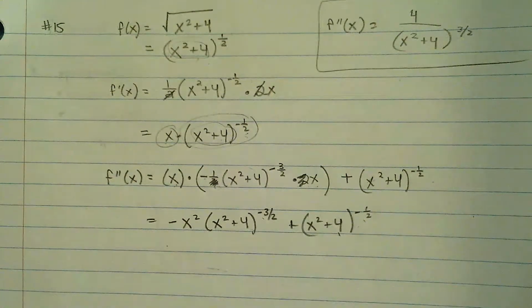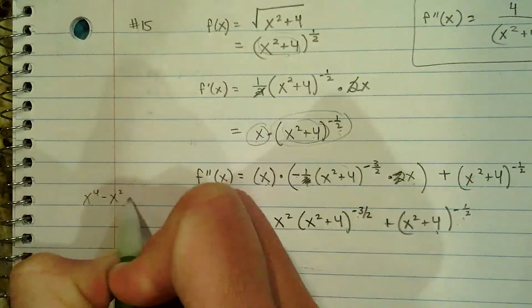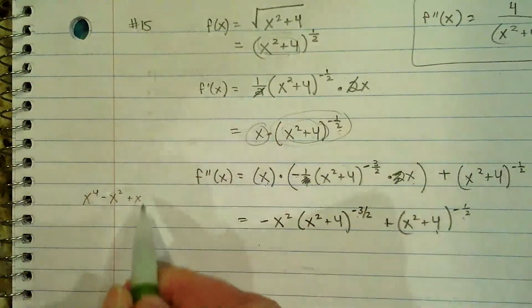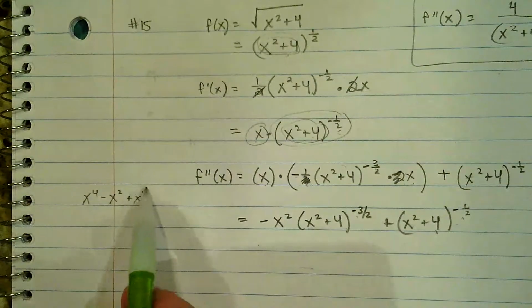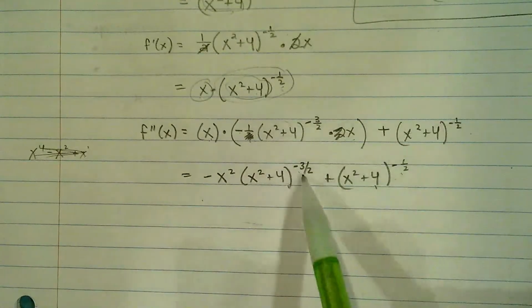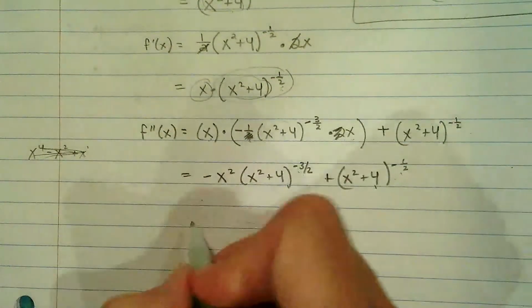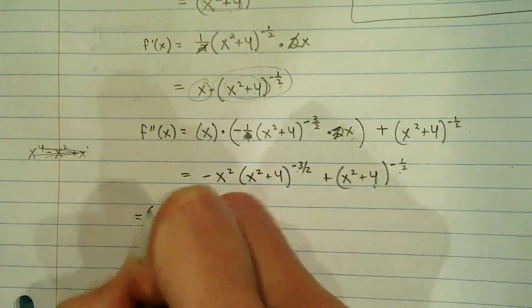We take out the one with the lowest exponent. So this is kind of the mini lesson from earlier in the year, but if we had x to the 4th minus x squared plus x, we are only allowed to take out the one with the smallest exponent. So in this case, we're going to take out the one with the smaller exponent, and that is the negative 3/2. So I'm going to bring that out in front.